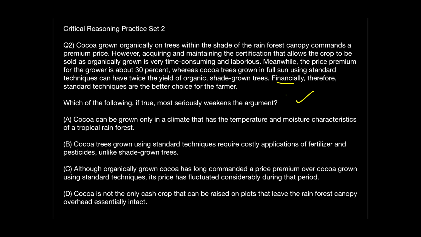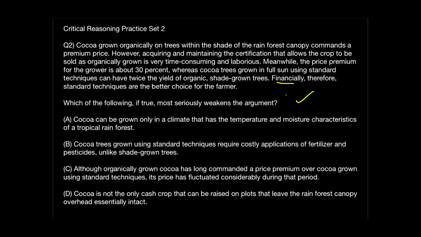Cocoa grown organically on the trees within the shades of the rainforest canopy commands a premium price. However, acquiring and maintaining the certification that allows the crop to be sold as organically grown is very, very time consuming and laborious. So we are trying to say how the ones which are grown organically are time consuming and laborious. Meanwhile, the price premium for the grower is about 30%, whereas cocoa trees grown in full sun using the standard techniques can have twice the yield of the organic shade grown trees. So financially, standard techniques are a better choice for the farmers.